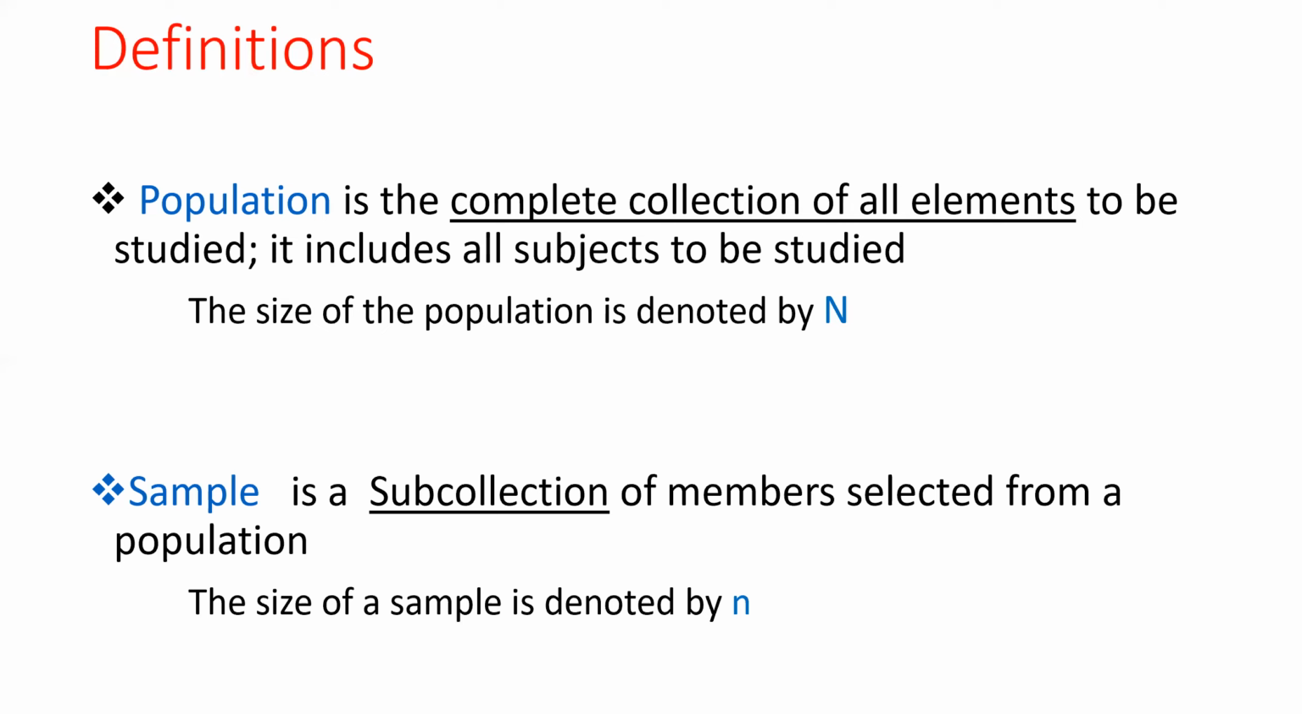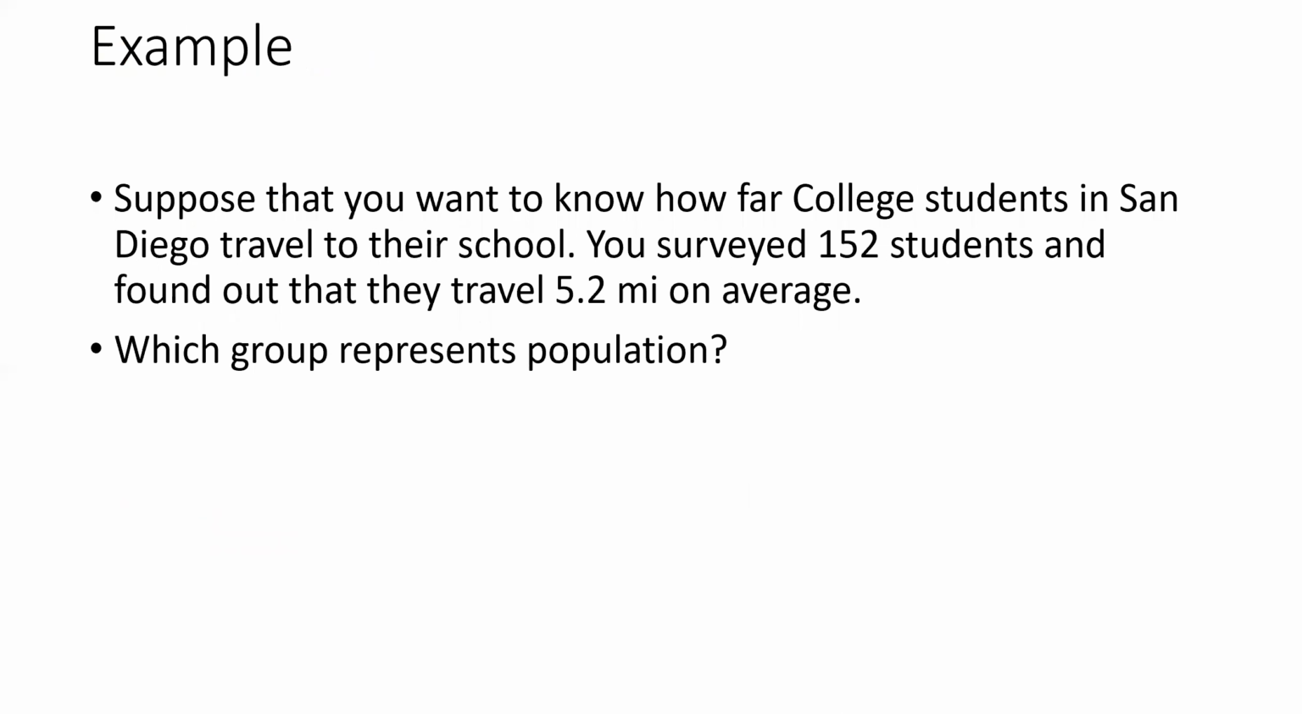So again, the distinction is very important. Also, a characteristic of the population is called a parameter, like the size of the population, that's a parameter. But a characteristic of a sample is called a statistic. So the size of a sample, denoted by lowercase n, is a statistic. So a parameter comes from a population or describes a population, and a statistic comes from a sample. Please remember that.